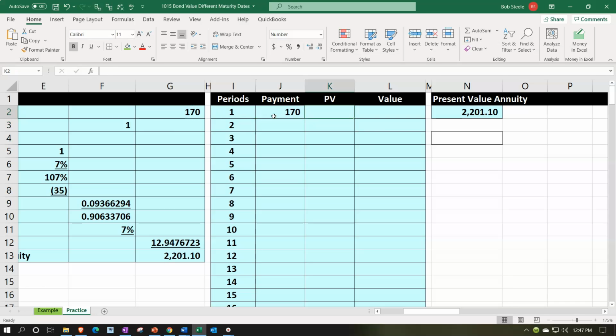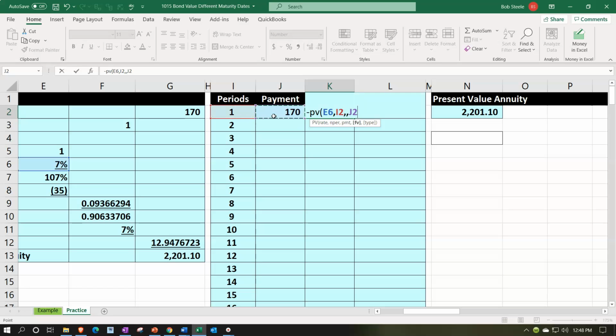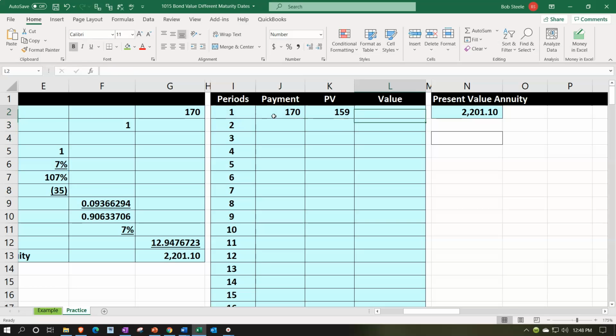Present value in each one, negative PV, shift 9, rate 7%, comma, number of periods 1, because we're starting off with the first period, comma, comma, because it's not an annuity, but future value of 170. Value 159, no pennies. Payment's going to be the same each time, 170, because it's an annuity. That's like the definition of an annuity. Payment's the same every time.